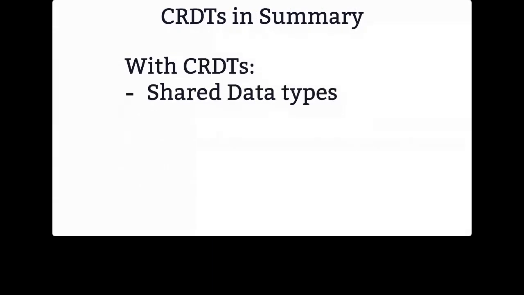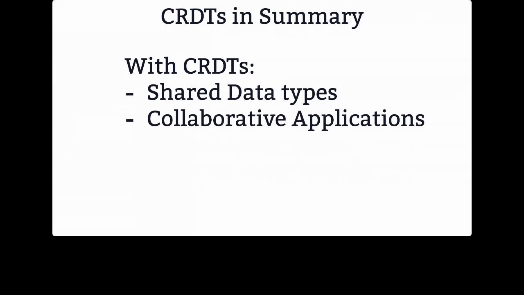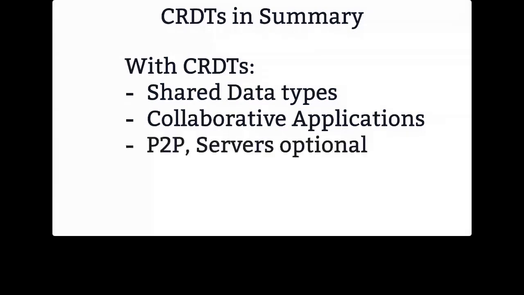So in summary, with CRDTs, you get shared data types that allow you to build truly collaborative applications. And it's a peer-to-peer technology where you can optionally use servers if it makes sense. And in a way, you get the best of both worlds in terms of online and offline capabilities. When online, you get the near real-time capabilities, but they also support offline capabilities but can later synchronize the application state with other peers.